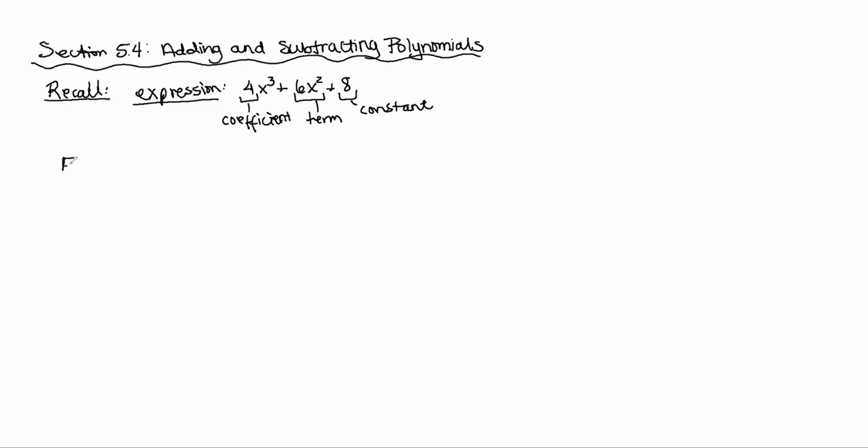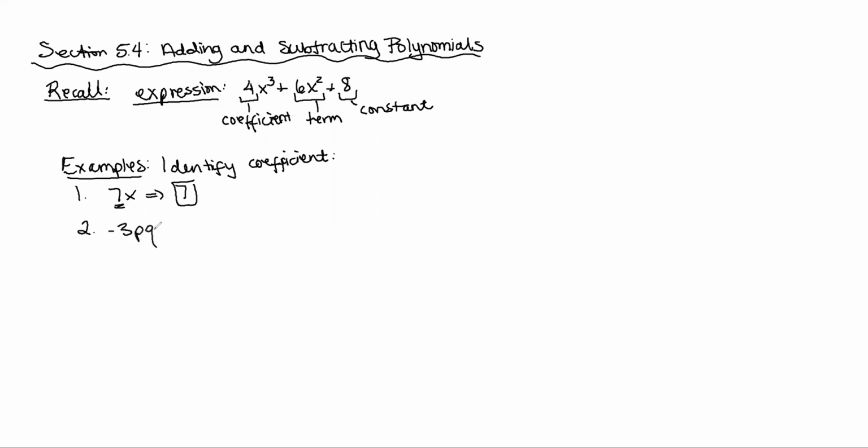So first thing I want to go through and do is just identify some coefficients, because this is going to be really important for when we add and subtract these in a second. So identify coefficient. Number 1, let's say we're given 7x. Coefficient here is just the number in the front, so it's 7. Number 2, negative 3pq. Even though we have 2 variables here, we still have 1 number in the front, and you want to make sure that you include that negative. So our coefficient is negative 3.